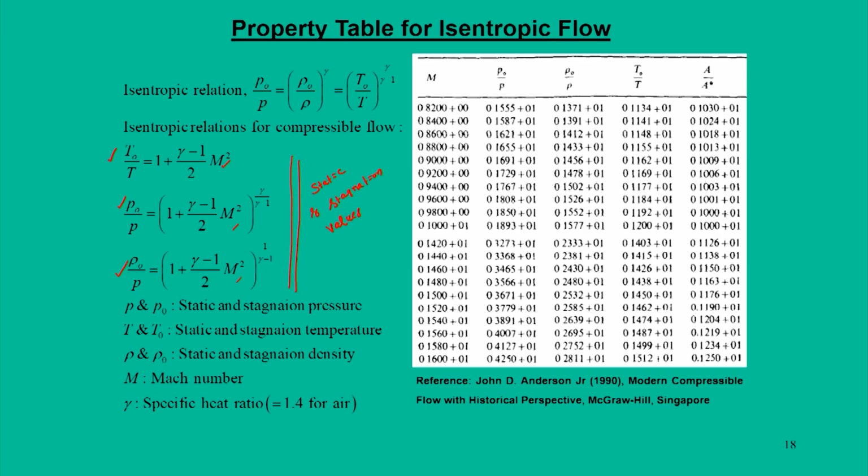Now, we can put in different values of Mach number and find the property ratios. But there is another way of looking at things. One can think of changing the Mach number and finding the different pressure ratios. So, this is represented in terms of a table, and it is called the isentropic table.